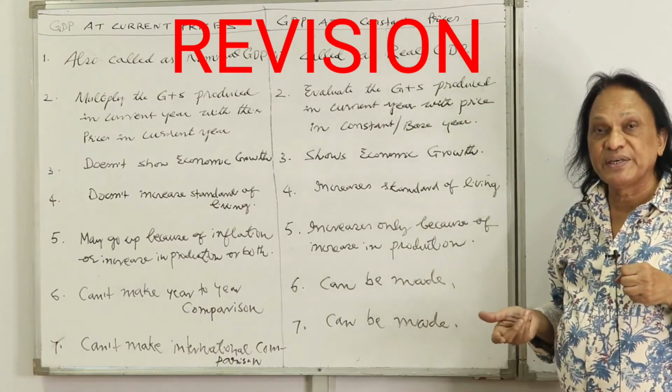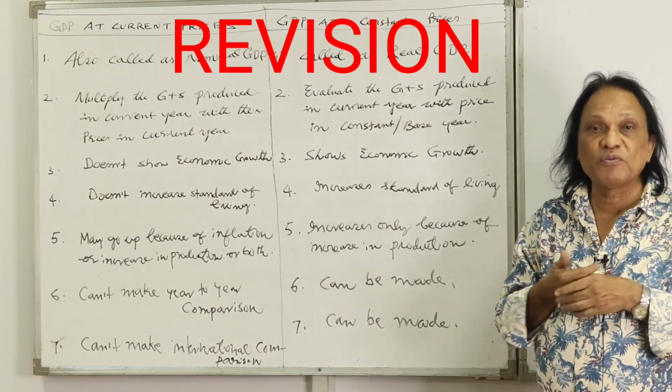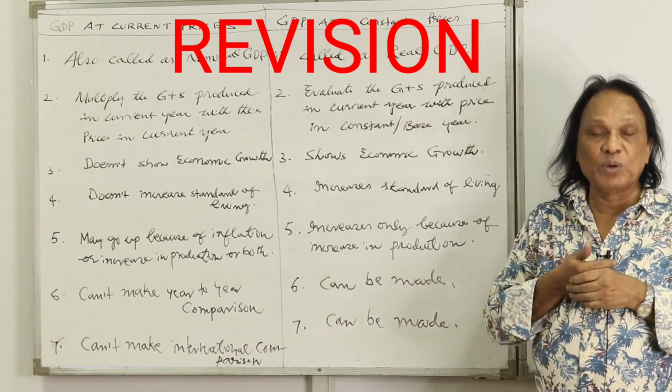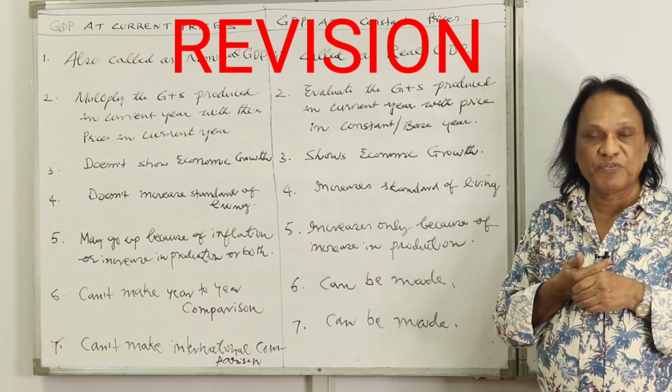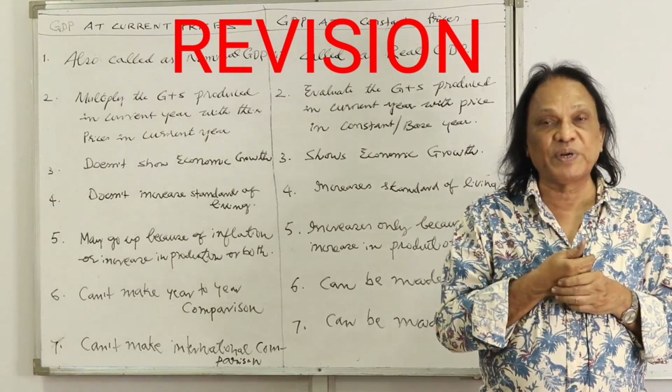And the last point is, we can make international comparisons only in terms of real GDP. We can't make them in terms of nominal GDP. Maybe because of inflation, India's nominal GDP may be too high compared to many other developed countries.